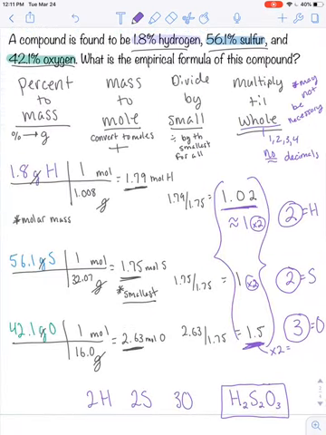So percent to mass, mass to mole, divide by small, multiply till whole. And then we take those whole numbers and turn them into subscripts to give us our final chemical formula.